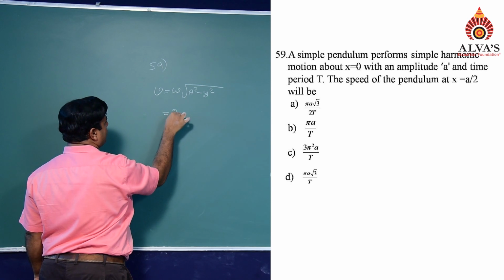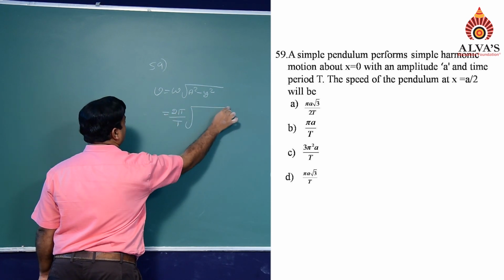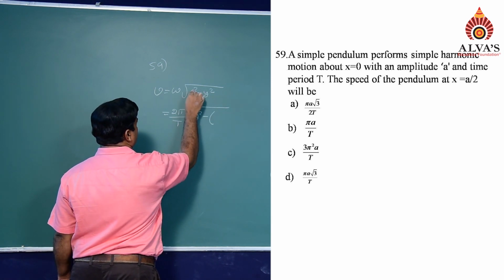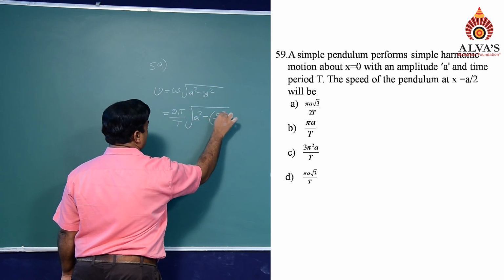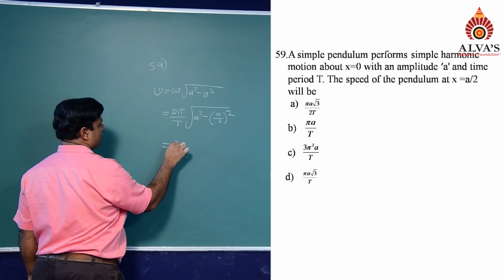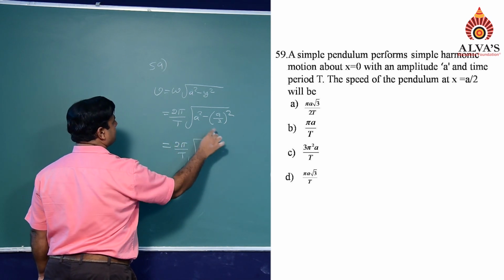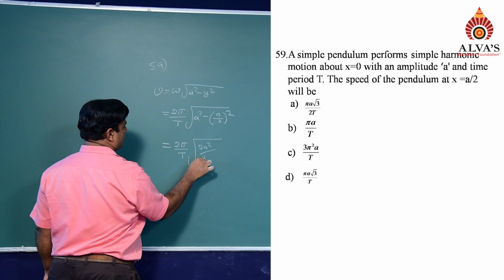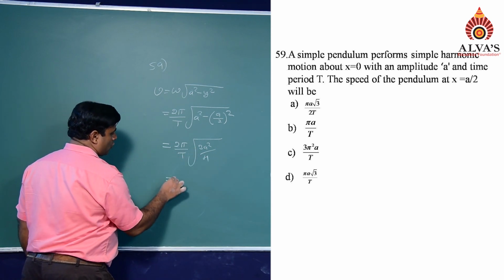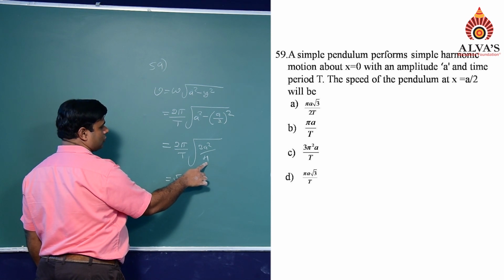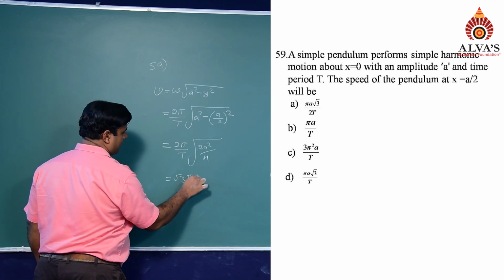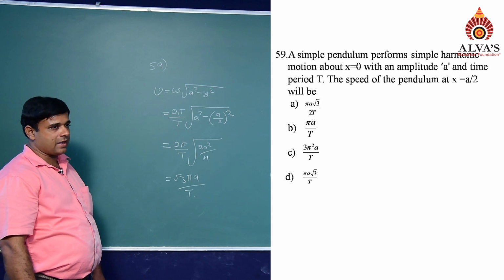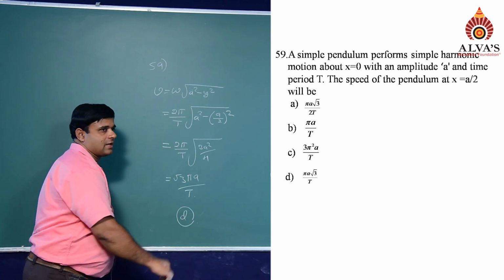y is given, so convert omega into time period form, 2 pi by T into root of a square minus y square, where the distance is a by 2, a by 2 whole square. This gives 2 pi by T into root of a square minus a square divided by 4, which is 3a square by 4, which is root 3 by root 4, root 4 becomes 2, 2 cancels, pi into a divided by T. So the answer is root 3 pi a by T. So, D is the answer.